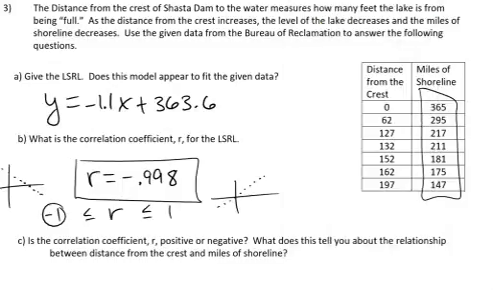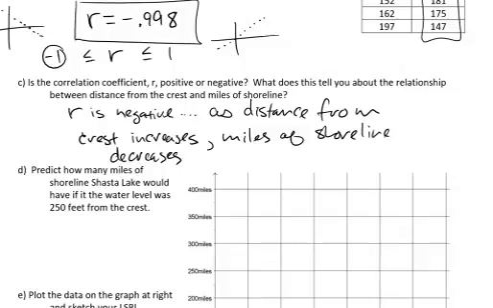Part C says, is the correlation coefficient positive or negative? What does this tell you about the relationship between distance from the crest and miles of shoreline? I wrote this so you didn't have to watch me writing it. R is negative. As the distance from the crest increases, as those first numbers get bigger, the miles of shoreline decreases. Whenever you have a negative correlation coefficient like that, as one of the variables is going up, the other one will go down. If the correlation coefficient was positive, as x's increase, y's would increase also, but that's not what we see here.